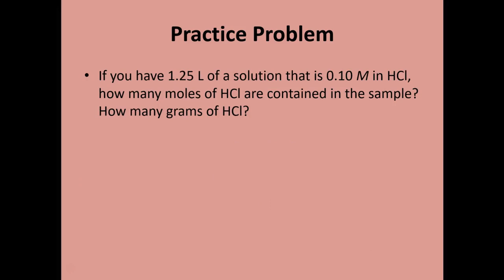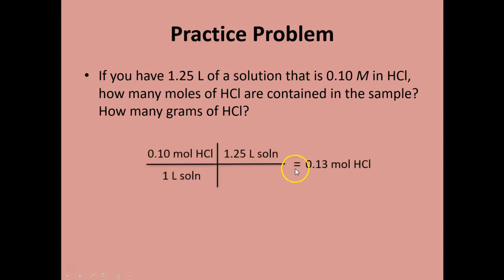All right, let's go the other way. If I've got 1.25 liters of a solution that is 0.10 molar in hydrochloric acid, how many moles of hydrochloric acid or hydrogen chloride are contained in the sample, and how many grams of hydrogen chloride? So this is just a simple dimensional analysis problem. I've kind of written this backwards, and so if I had a second to stop and do this over, I would probably just reverse these, but you get the same answer.